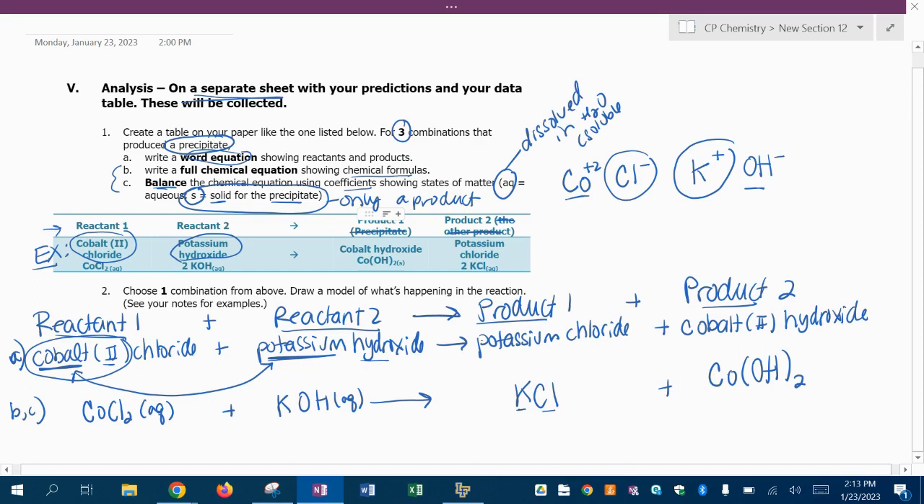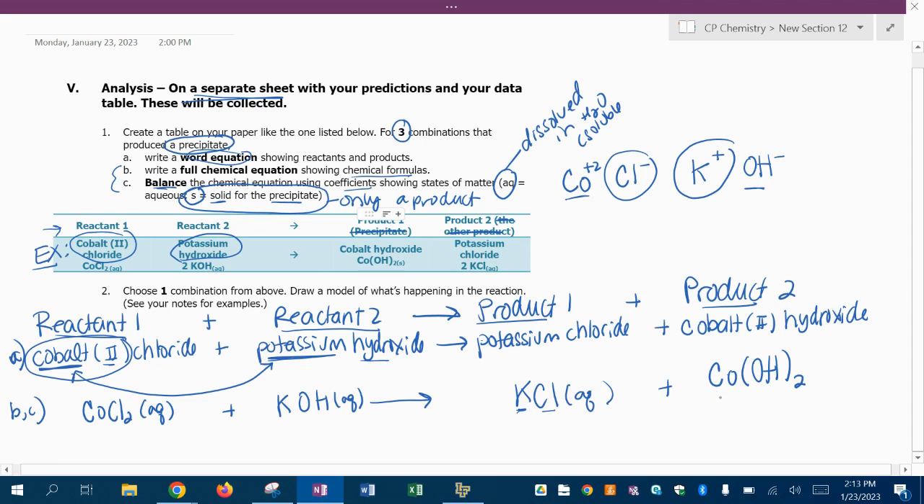Or you might look under chloride, and it says chloride is soluble with the exceptions of lead 2, silver 1, or lead 4, silver 1, or mercury 2, which potassium is none of those, so that's also soluble. So whether you look at the potassium rule or the chloride, they're both soluble, so we're going to put in aqueous. And then we go to cobalt-2 hydroxide.